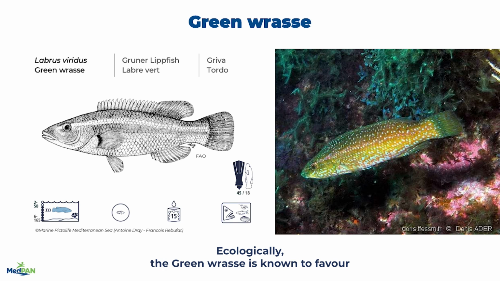Ecologically, the green wrasse is known to favor seagrass meadows and small stony areas. It is quite timid and will quickly hide under stones if threatened.